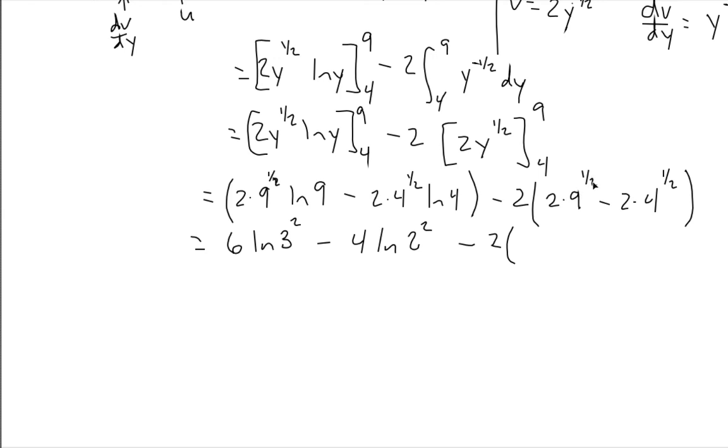9 to the power of 1/2. That's the square root of 9. That's 3. 3 times 2 is 6. Minus square root of 4 is 2. 2 times 2 is 4. So this becomes 6 minus 4.